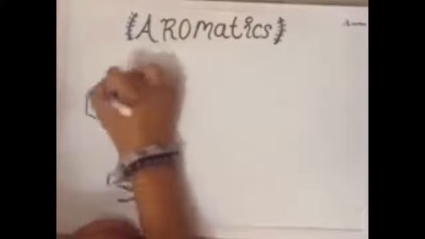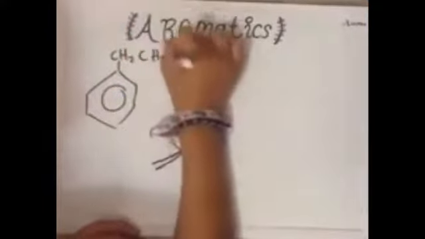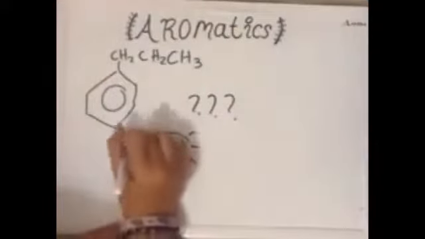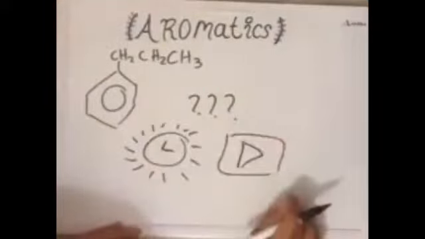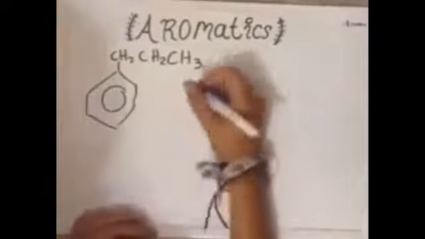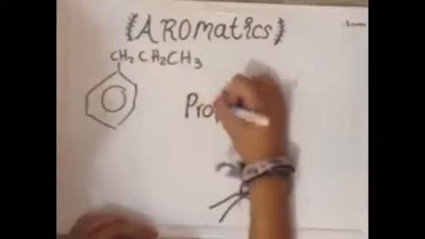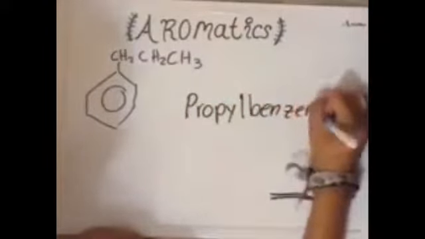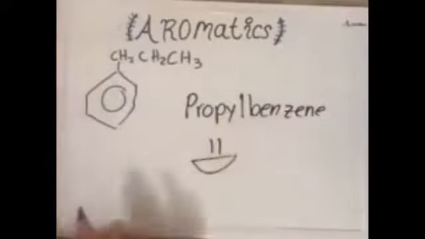Well, now let's have some practice. If we have this aromatic structure, how should we name it? Remember, you can pause the video at this time. Are you ready? Well, the correct answer is propylbenzene. Propyl because it is attached to one propyl compound.